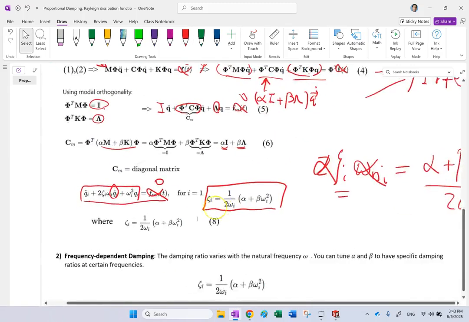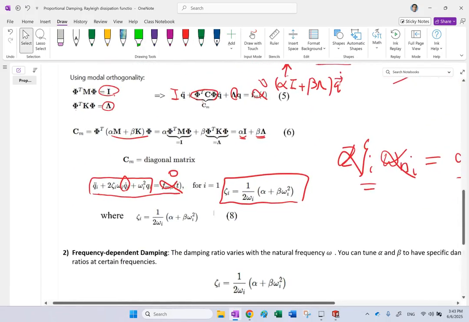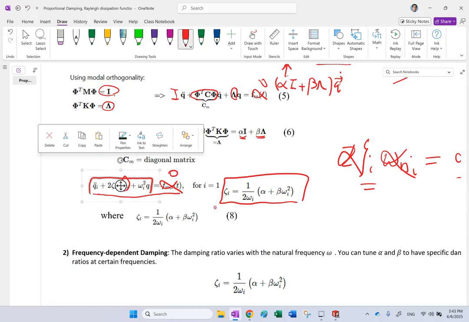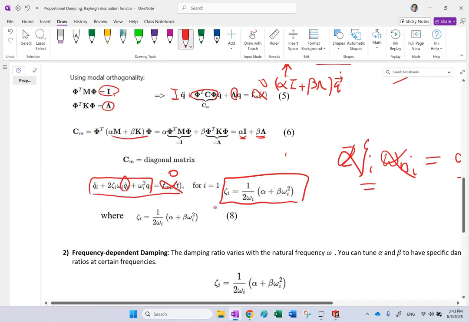Okay, so now you can see that I have decoupled ODEs for each one of the modal coordinates, and omega_i is still there, and the damping ratio is related to alpha and beta, those Rayleigh coefficients. And not only that, there is another important thing here: your damping ratio is not constant. It is related to the natural frequency.